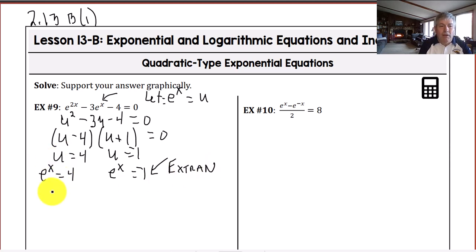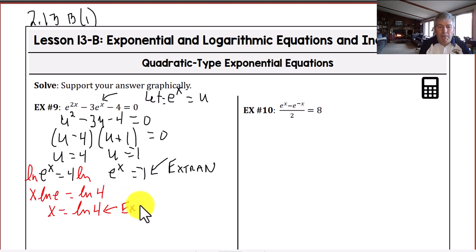So we're going to work with e to the x equals 4. We'll natural log both sides. So we get x natural log of e equals the natural log of 4. The natural log of e is 1. So we get x equals the natural log of 4. So that's our exact answer. And we can put this into our calculator and get x approximately equals 1.386. That's our approximate answer.